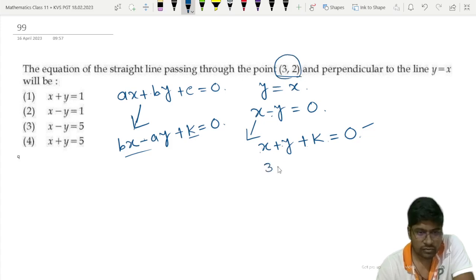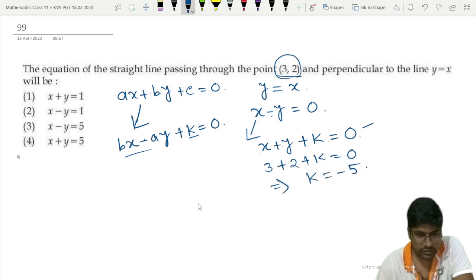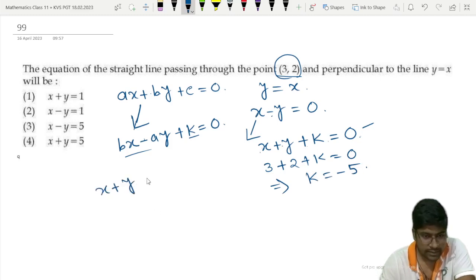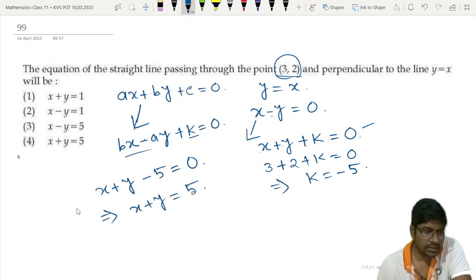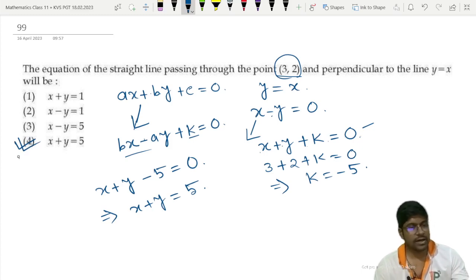So just put the value: 3 plus 2 plus k is equal to 0. So from here k is equal to minus 5. So the required equation will be x plus y minus 5 is equal to 0, which again we can write as x plus y is equal to 5. So which option? Option 4 is the correct answer, x plus y is equal to 5. So this was question number 99. I think it is clear to everyone.